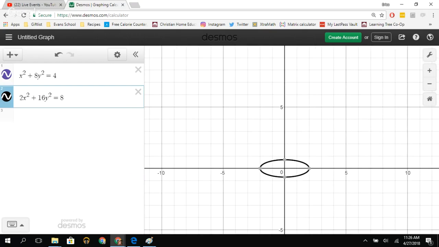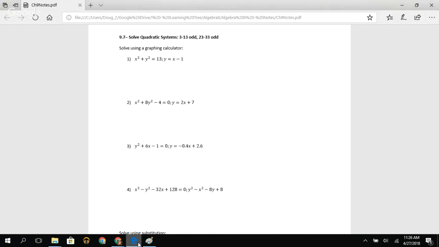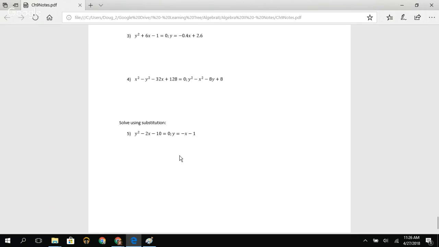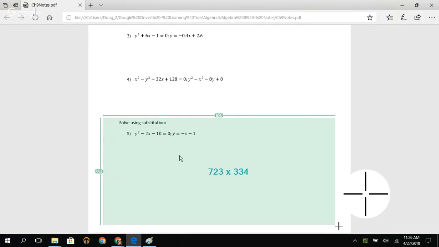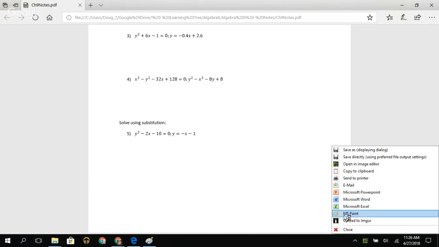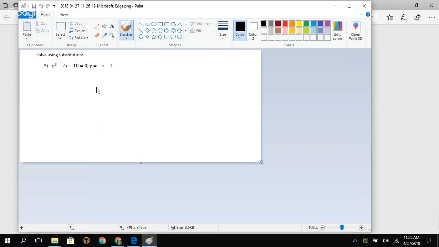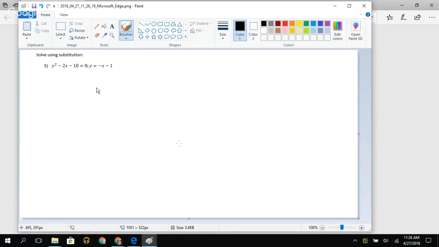Okay, the last one that I wanted to show you, I'm not going to do 3 and 4. Basically, you just plug it in and find out where they intersect. What happens if we can't use a graphing tool, or we're asked to not use a graphing tool, to instead solve by substitution? So this is just kind of good review. If we have y squared minus 2x minus 10 equals 0, y equals -x minus 1.